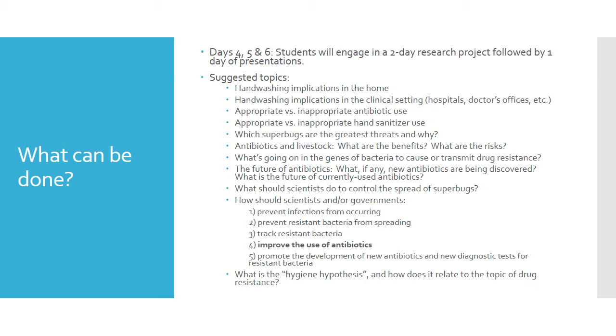What should scientists do to control the spread of superbugs? The threat report suggests recommendations for scientists and/or governments to do these five things: prevent infections from occurring, prevent resistant bacteria from spreading, track resistant bacteria, and improve the use of antibiotics. That's from a science or governmental perspective.